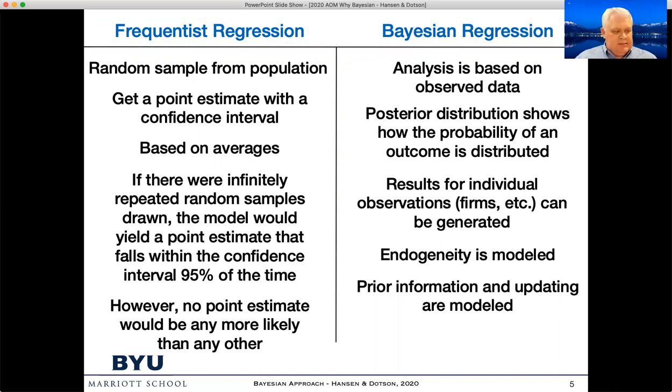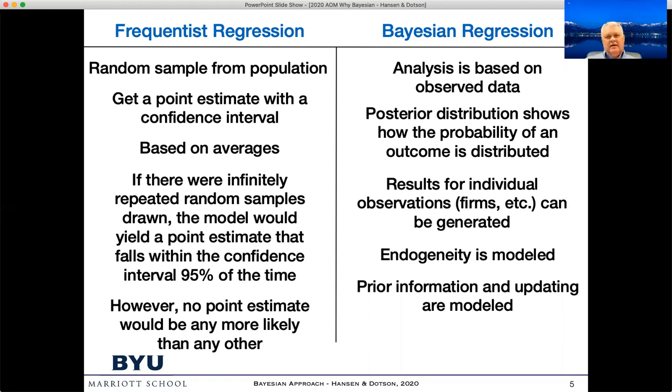Welcome to our second slide entitled Why a Bayesian Approach Makes Sense. Here you see some of the basic points of a frequentist regression on the left-hand side and some of the basic points of a Bayesian regression on the right-hand side. One of the things I'd point out with regard to the Bayesian regression is that the main output is the posterior distribution, which means we're actually going to graph the posterior distribution of the probabilities of any given outcome for any parameter in the model.